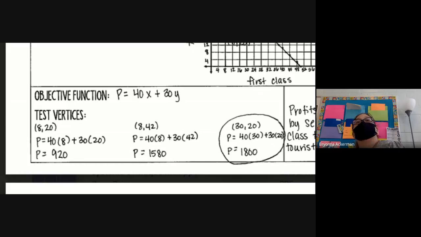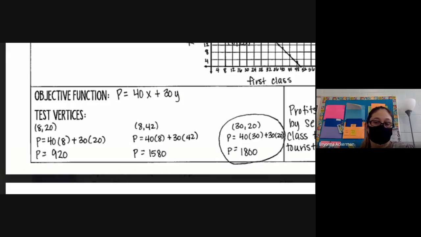And sometimes you'll start thinking about this and you might be able to come up with the answer without graphing it. The graph helps you see it to find those vertices, the edge points. But you might have gone, well, if I sell more first class tickets, I'm going to make more money, right? But you still had to sell 20 tourists. That was the minimum, okay? And you only had 50 seats total. Does that make sense?